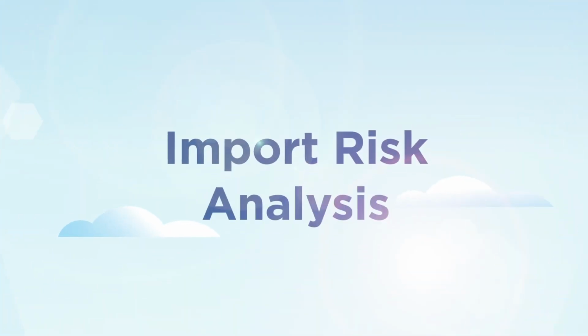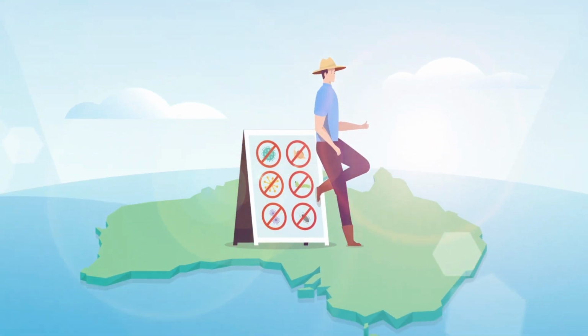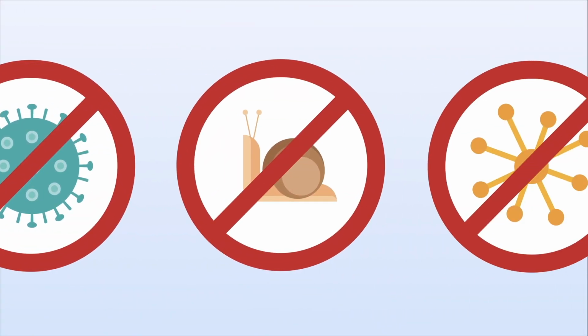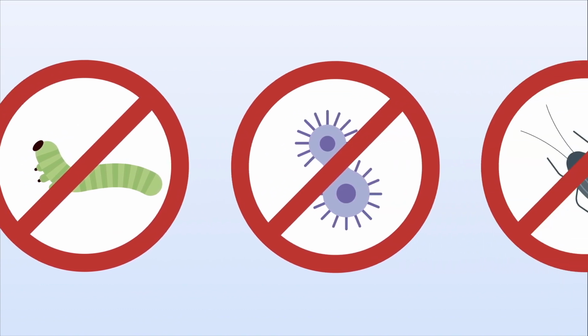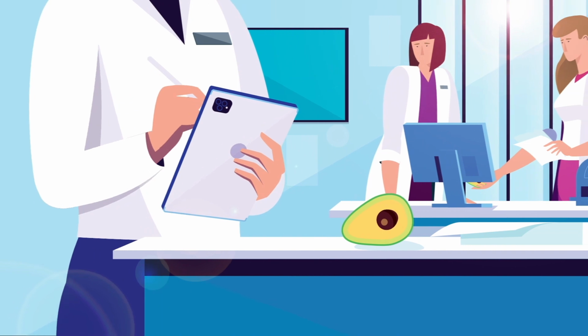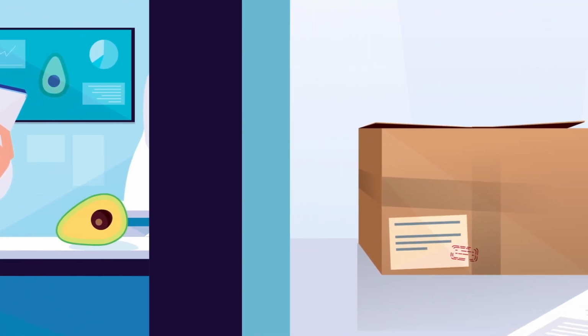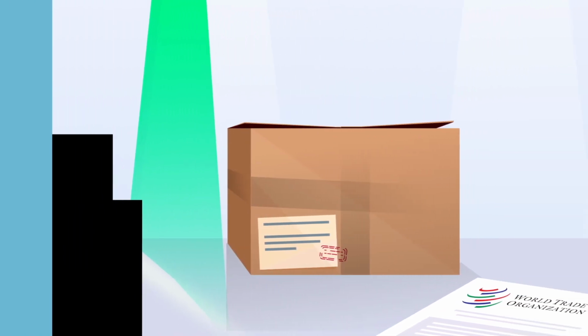Thanks to our strong biosecurity system, Australia is free from many serious pests and diseases. Before an agricultural product can be imported into Australia, we first determine whether it is safe to do so. For some products, we do this by conducting an import risk analysis. As the name suggests, an import risk analysis is focused on risk.